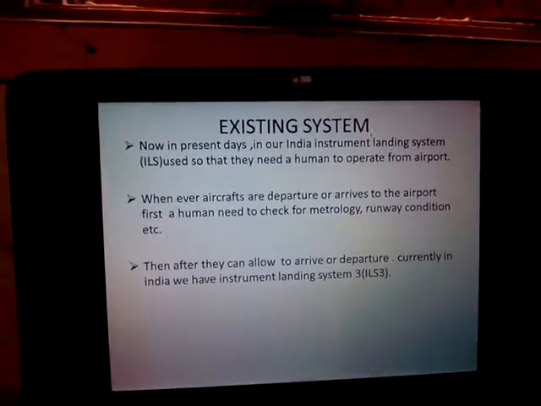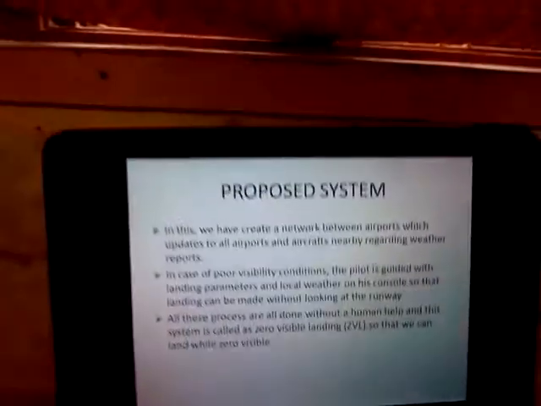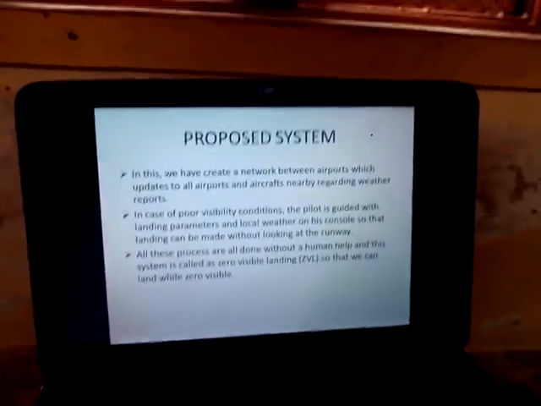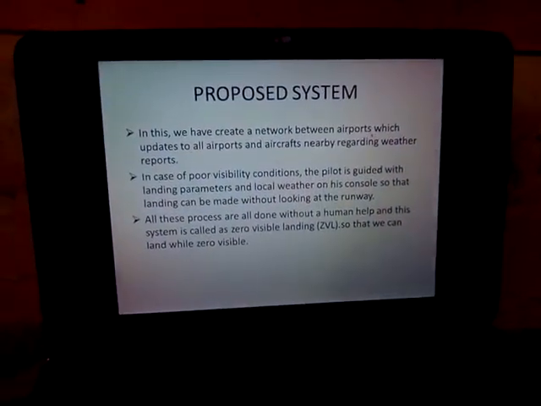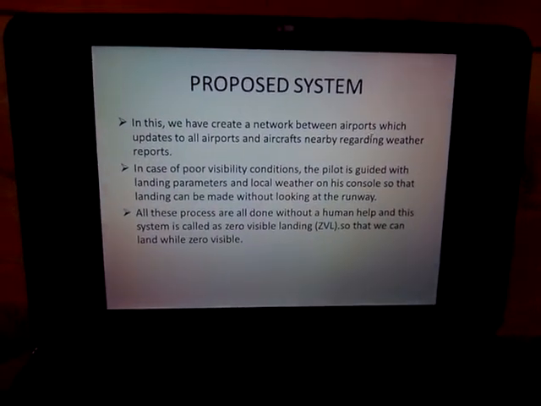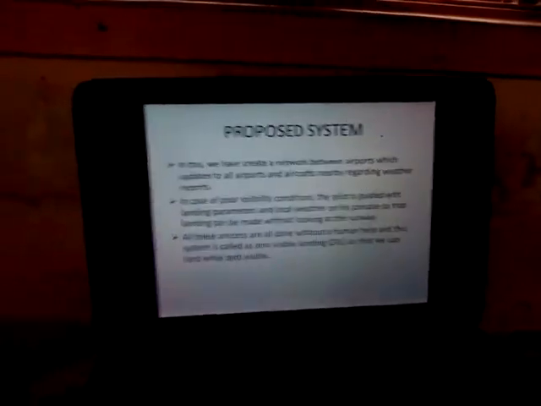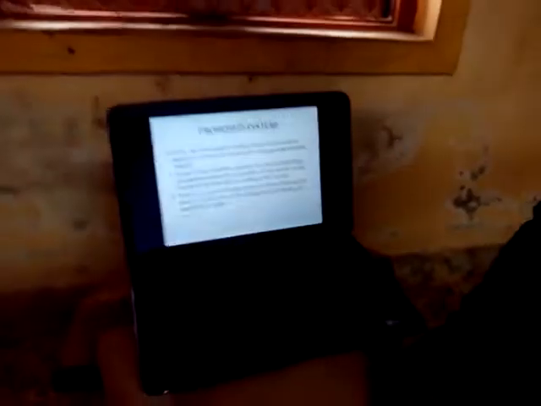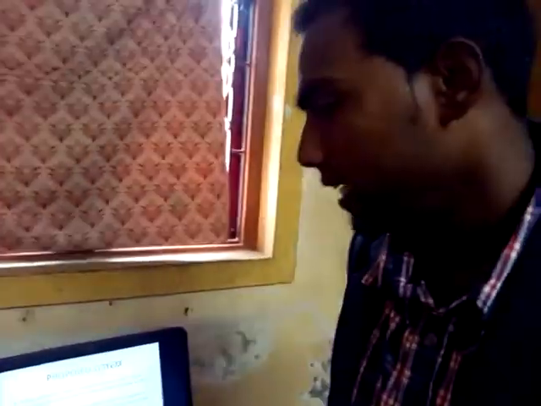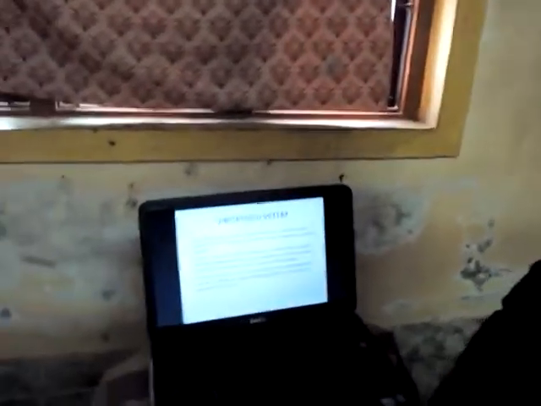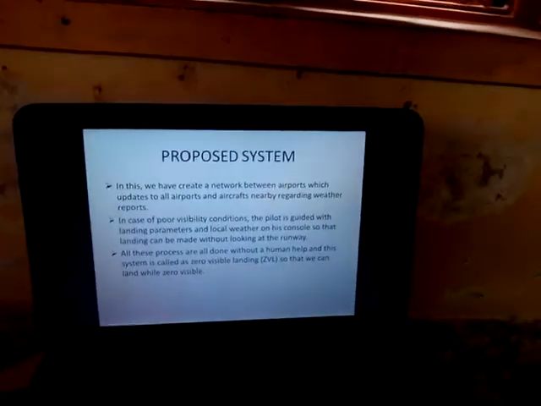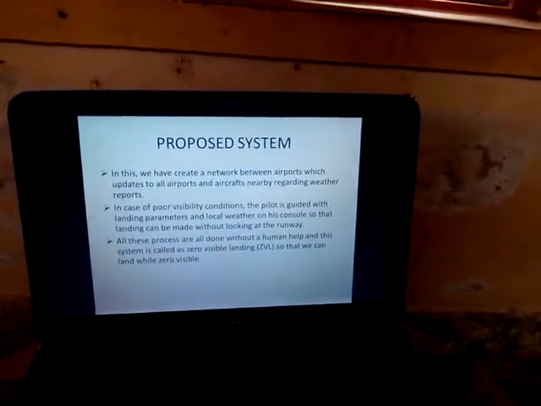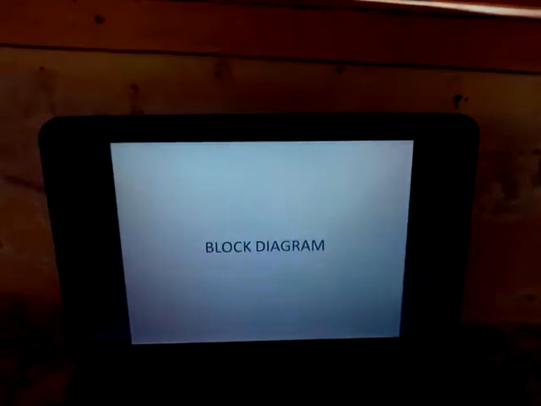Then we can move on to the proposed system. In this, we have created a network between the airport and the aircraft, which updates the airport and nearby aircraft regarding weather reports. In case of poor visibility conditions, the pilot is guided with landing parameters and the local weather on his console, so that a landing can be made without looking at the runway. All these processes are done with human help, and the system is called zero visible landing, so that we can land with zero visibility.